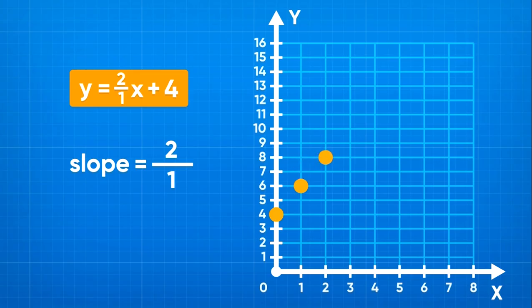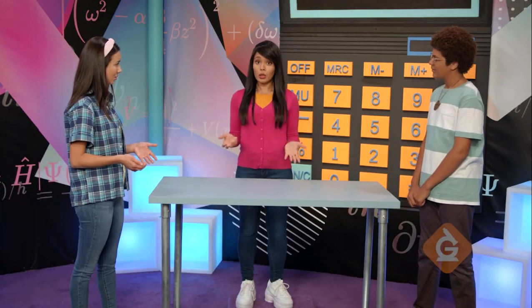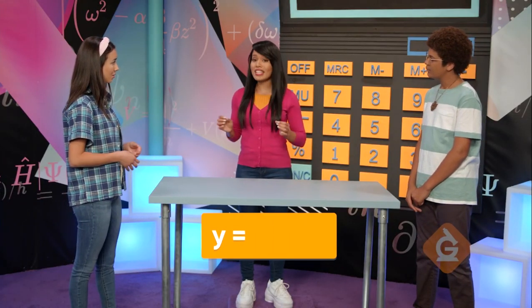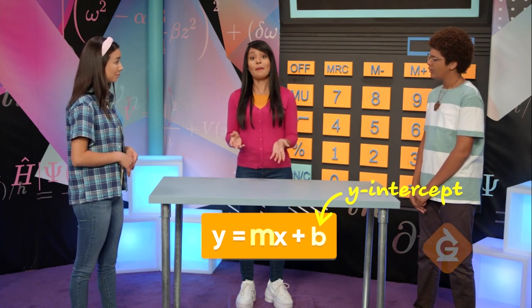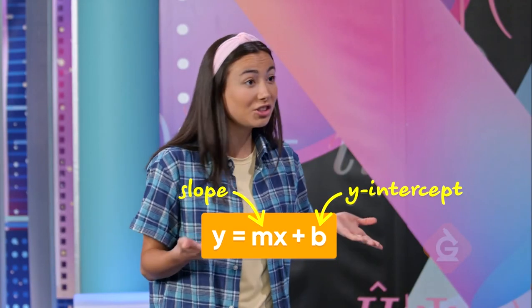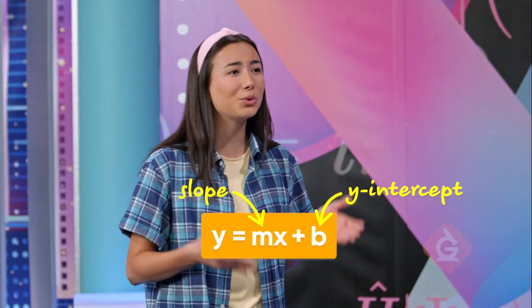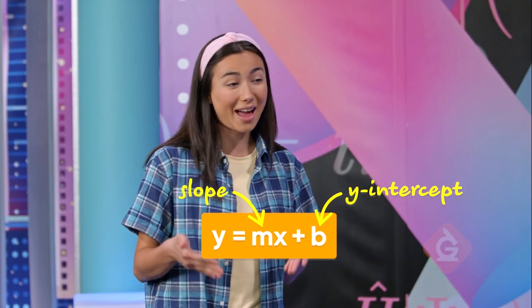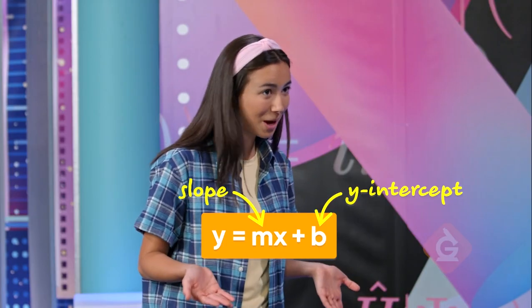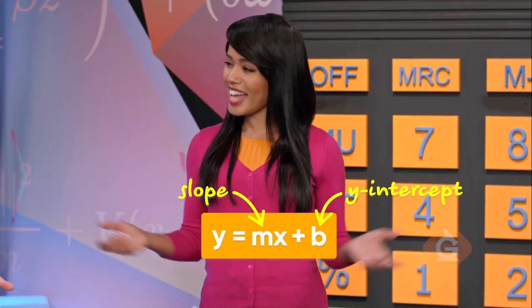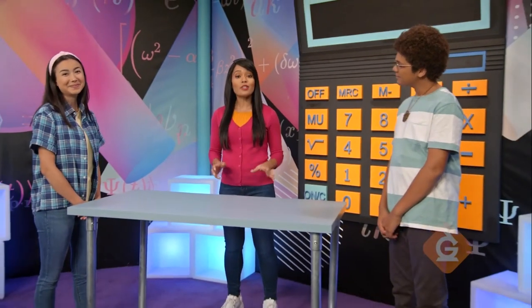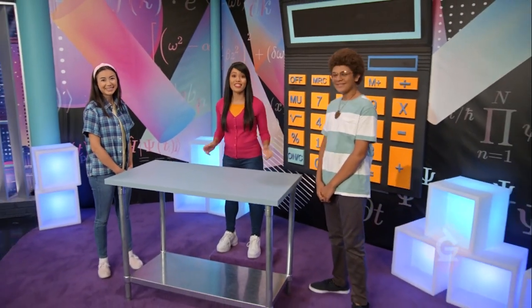And does this work for all equations? It works for all equations in the form y equals mx plus b, where b is the y-intercept and m is the slope. So as long as the equation is y equals some number times x plus some other number, we can use the same strategy to draw a line for that equation? Absolutely. Let's look at some more examples of equations in this form.